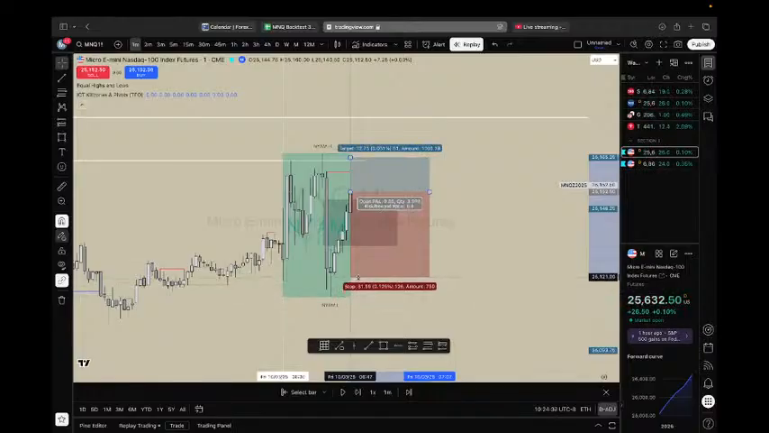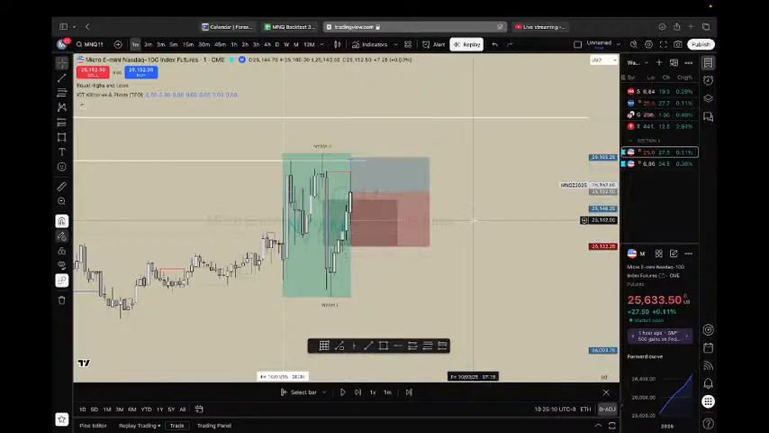And then on the micro Nasdaq, I think a 50-point stop loss is like 175 to 200 ticks, something like that. It's going to give you 125. But I always like to go underneath the fair value gap, just to keep your stop loss a little bit tighter. But we'll just leave it like that.